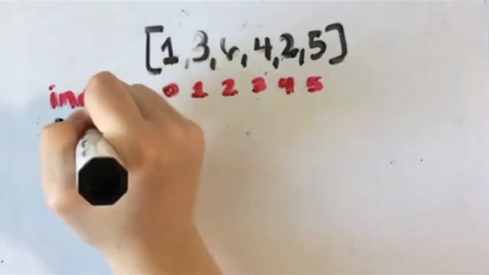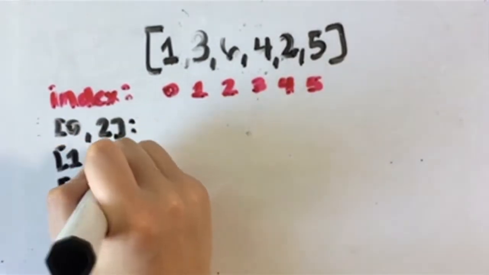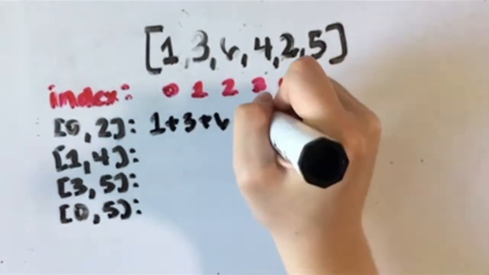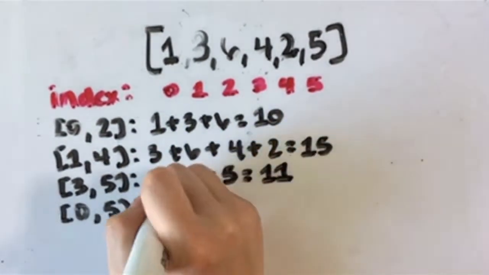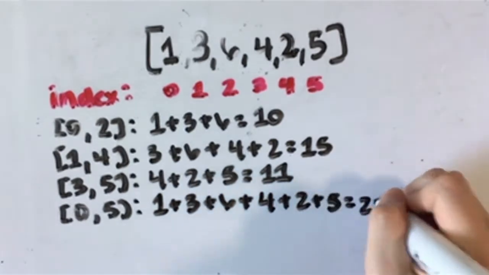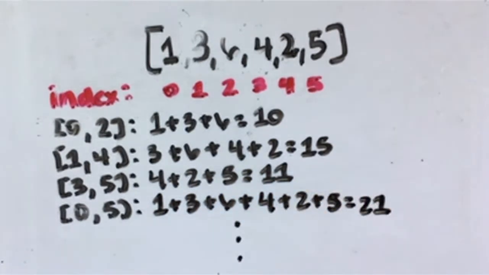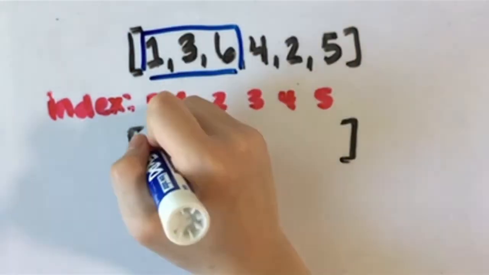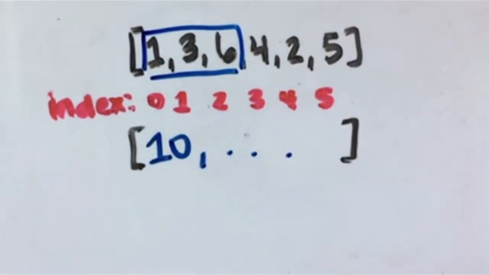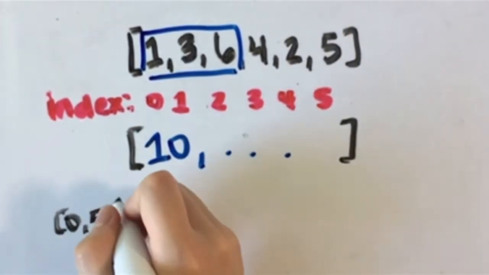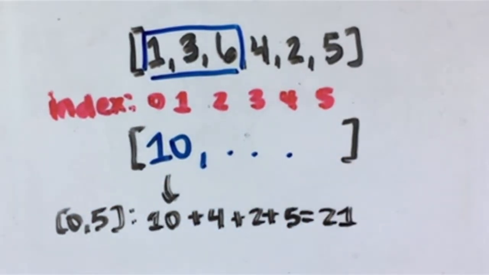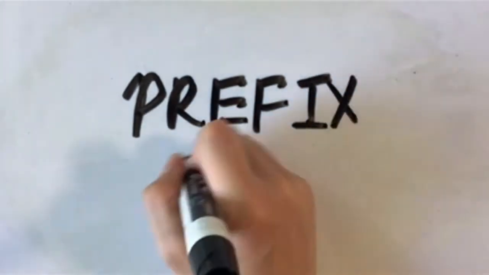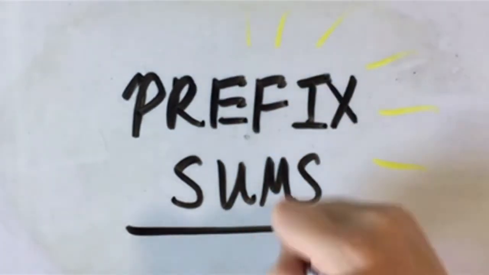So, how can we compute these sums more efficiently? The main reason why our method is so inefficient is because we often repeat the same arithmetic operations between each range. For example, in our initial problem, the calculation 1 plus 3 plus 6 is repeated twice. In order to avoid unnecessary repeating operations, we can pre-compute these sums and store them in a separate array. This way, when processing the queries, we can simply reference this array instead of repeating the operations. This method is known as prefix sums.